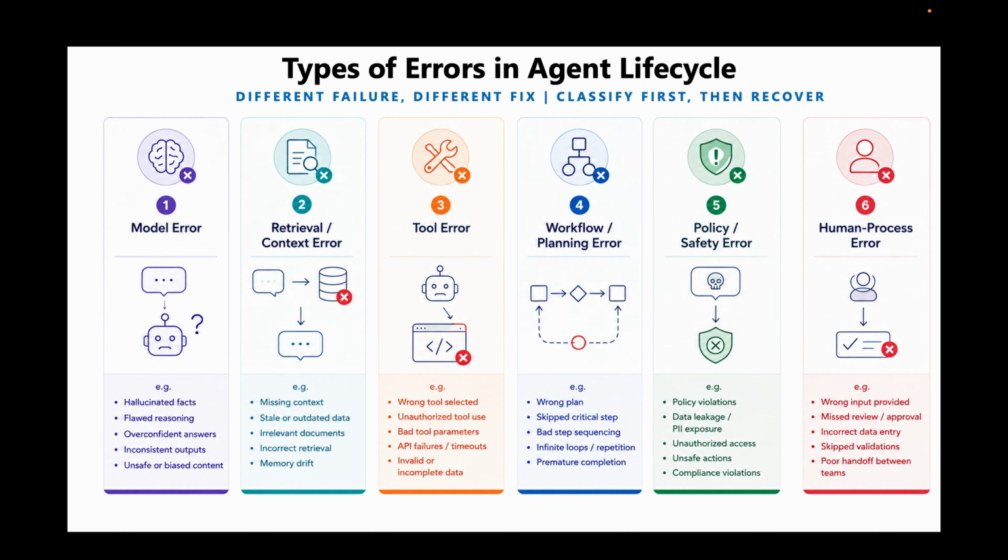The key takeaway here is that different failures require different solutions. A better model will not fix a missing retrieval problem. A better retrieval will not solve a policy violation, and a retry will not fix a flawed workflow. Therefore, to build reliable agents, you must identify the category of failure and then apply the appropriate control.